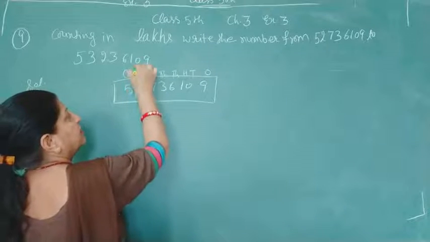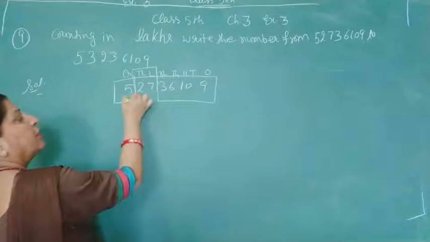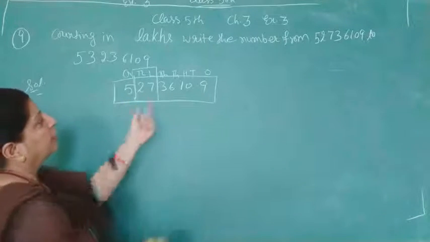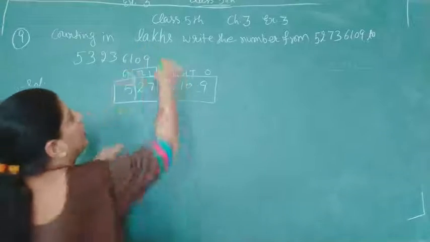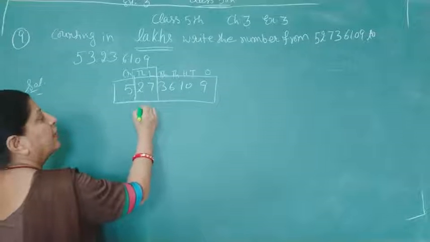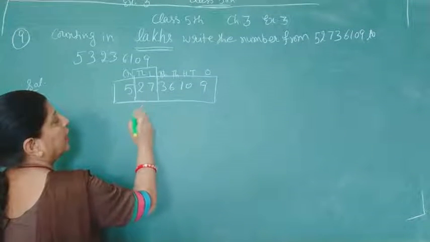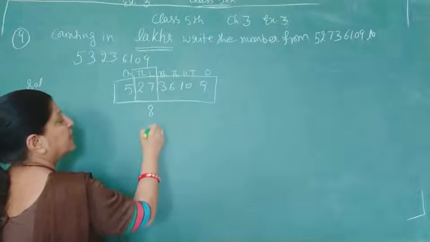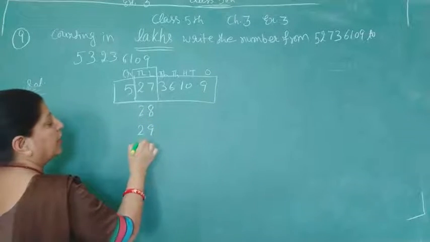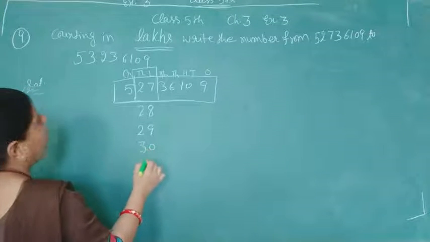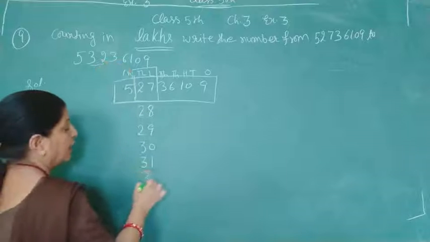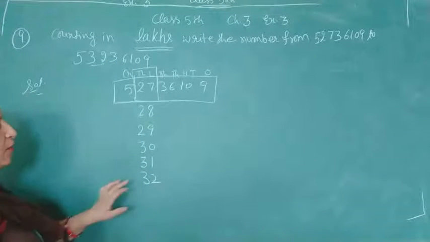Now we have to check the number, this lakh and 10 lakh place. So we start to write this number change because we have to change the place of lakh. So here is 27, next number is 28, next number is 29. After 29 we get 30, and after that we get 31, and after that we have to go at the step of 32.